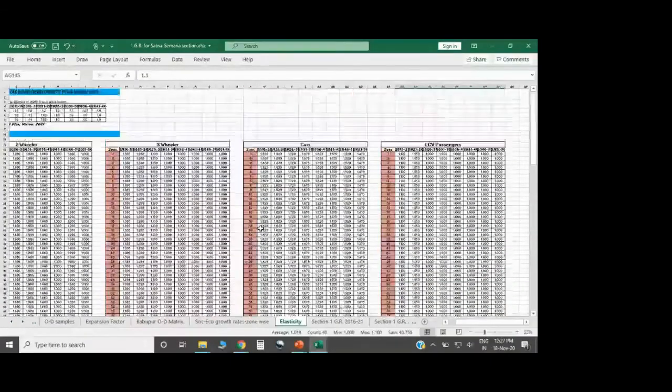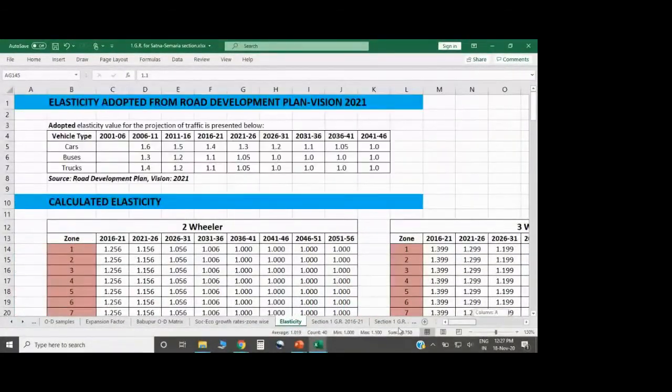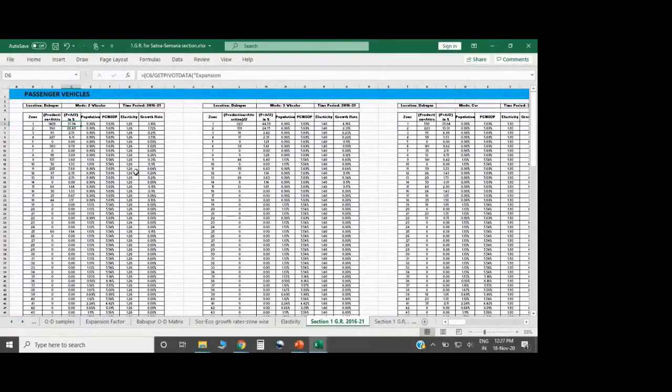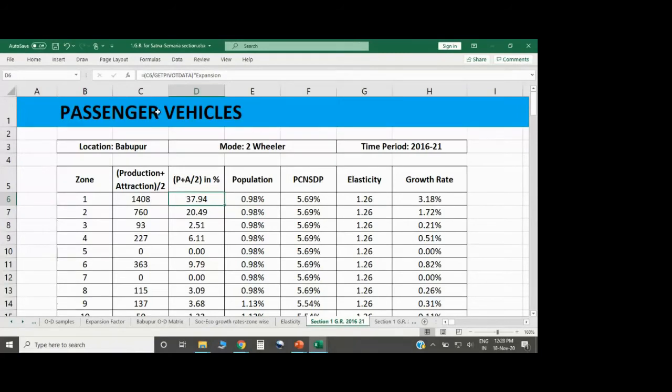For now, you don't need to know about that because that will be a different topic altogether. But just remember that there is something called elasticity values, which are taken from the road development plan according to the vehicle, and then you come up with such growth rate values. Now, if you see here, this is for passenger vehicles, the location of the count, and then this is the mode, that is, this growth rate is for two-wheelers, and the time period is, just a minute.